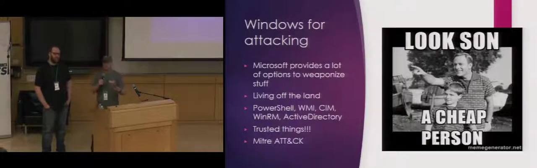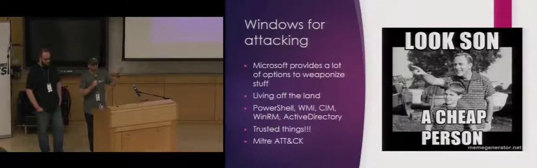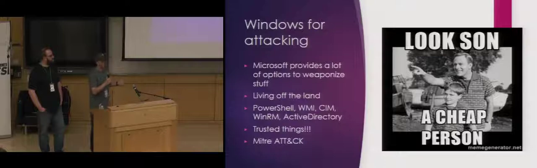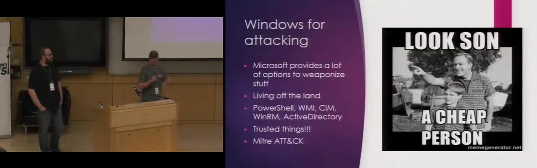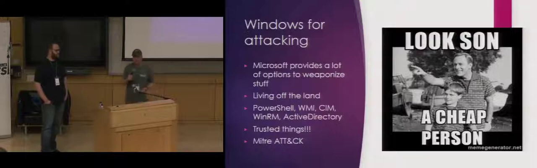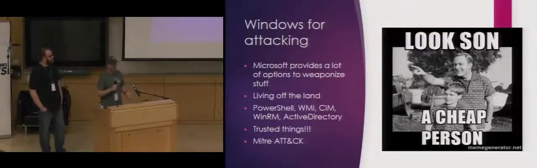And then you also have this space of the trusted things. So if anyone's been following the work of people like Subt, Casey Smith, or Enigma0x3, who is Matt Nelson, he's Mr. Bypass UAC and all this kind of fun stuff. These trusted things are really what's so great to abuse, because if the trust is there, we get to hijack it and use it for evil stuff.